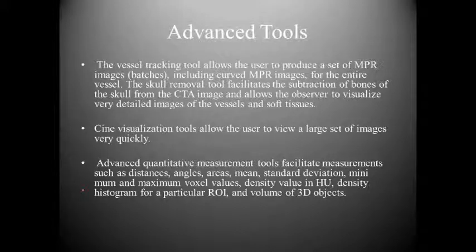The vessel tracking tool allows the user to produce a set of NPR images or batches, including curved NPR images, for the entire vessel. The skull removal tool facilitates the subtraction of bone of the skull from the CTA image and allows the observer to visualize very detailed images of the vessel and soft tissues. Cine visualization tools allow the user to view a large set of images very quickly. As the name implies, cine means movie, and that's what this allows you to do, visualize all of these images very rapidly.